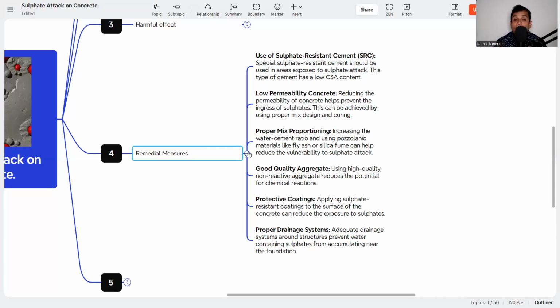Then it is also important to have proper mix proportioning, with a lower water cement ratio, and using pozzolanic materials like fly ash or silica fume can help reduce the vulnerability to sulfate attack.